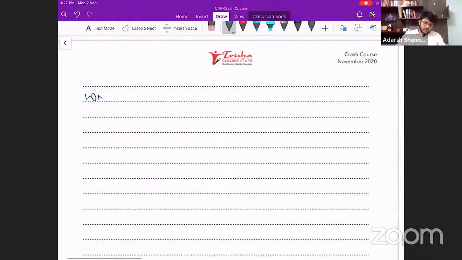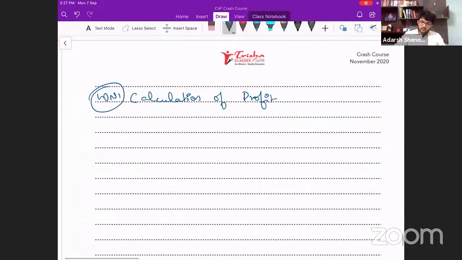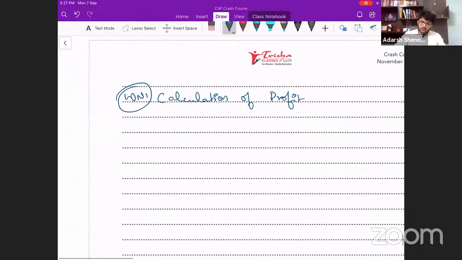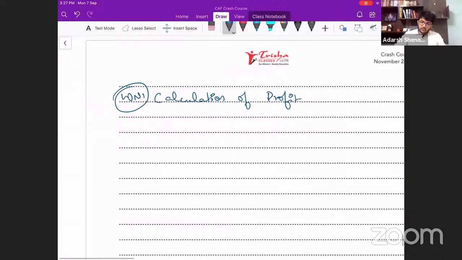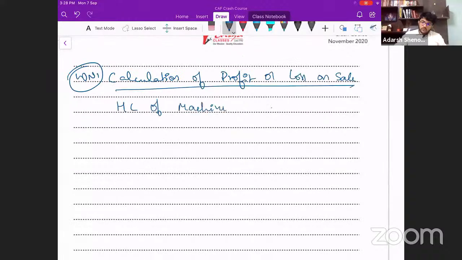This is working note 1. Calculation of profit or loss on sale of asset. Now, what was the first? We will calculate the book value. So, historical cost. What is the machine? 2 lakh rupees is the historical cost of the machine.